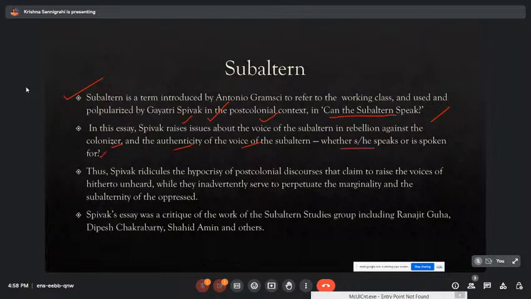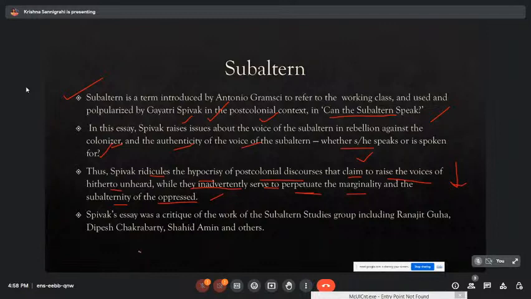So thus Spivak ridicules the hypocrisy of the post-colonial discourses that claim, or project, that yes, they raise the voices of the unheard, and they inadvertently serve to perpetuate the marginality and subalternity of the oppressed. So in short, what Spivak is trying to say is, though the privileged post-colonial thinkers are trying to say that they are doing justice to the subalterns among subalterns, that is not the case. Rather, they are continuing their oppressed state in the real sense of the term.